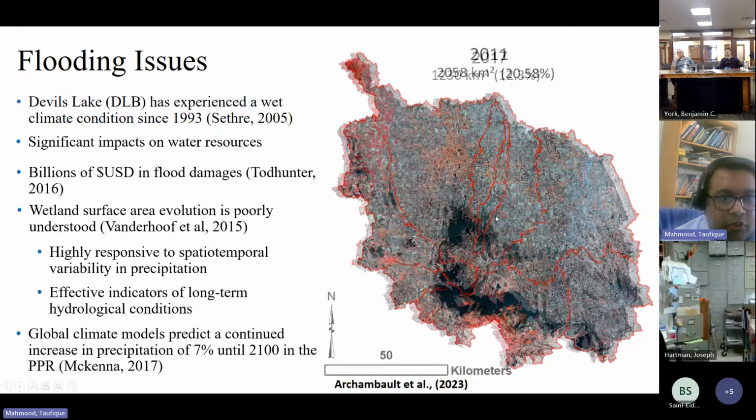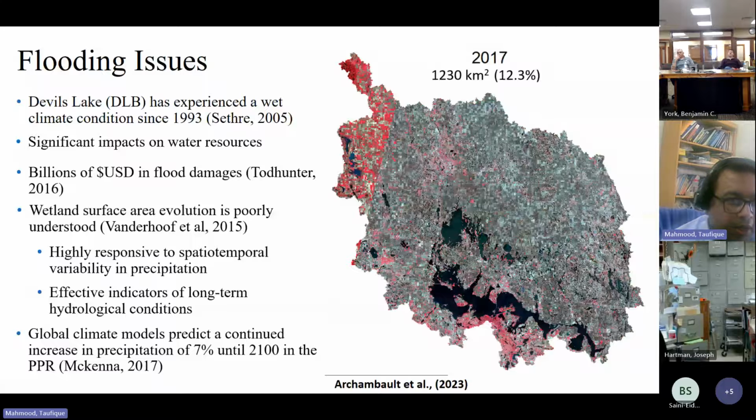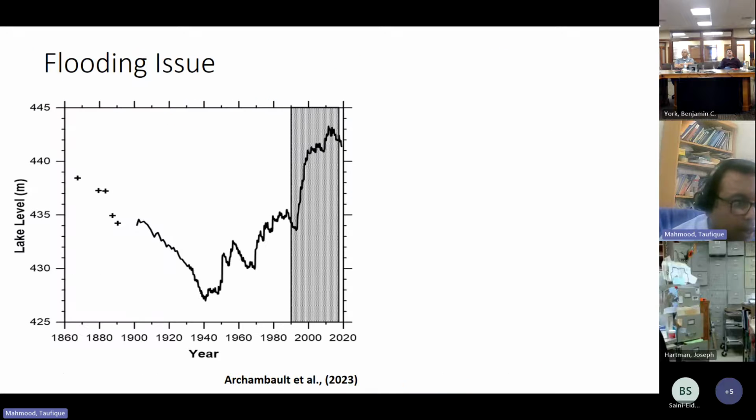And then in 2017, it recedes back a little bit, it may be due to drier conditions. So you see that there is a huge increase in the surface water area and a huge loss of farmland around the Devils Lake Basin since 1990. This is the historical lake level. We went through a century-long dry spell before this wetting started in 1990, and the Devils Lake level started going up and up.